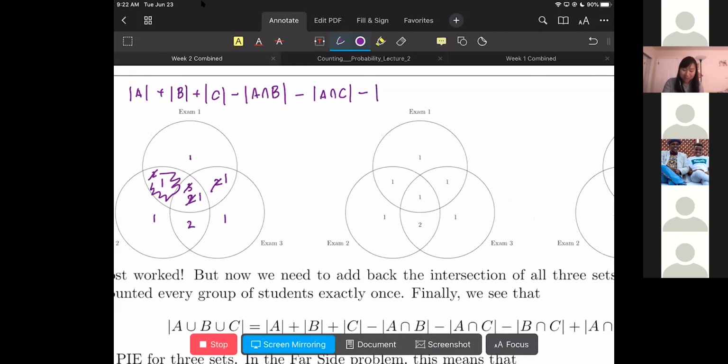Let's subtract out B intersect C. Then I'm counting this one once. And then now, since I subtract it out again, I'm counting the middle section 0 times. So this is very close, but now we're missing this again. So in order to count the whole thing, I need to add back in the triple intersection. So instead of 0, I get 1 again over here.